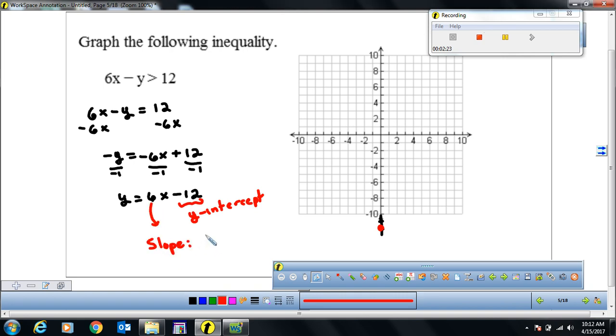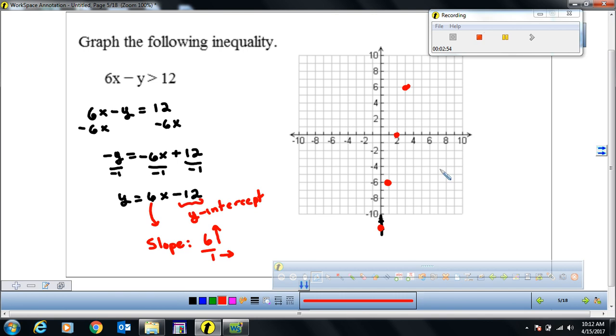What does it mean by a slope of 6? That's 6 over 1, meaning that the graph is going to go 6 units up, and 1 unit to the right. So from the negative 12, we're going to move 1, 2, 3, 4, 5, 6 units up, and to the right 1 unit. Here's the next point. Then 1, 2, 3, 4, 5, 6 units up, and to the right 1 unit. Here's another point, and so on.